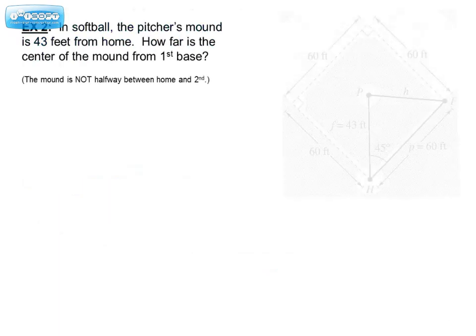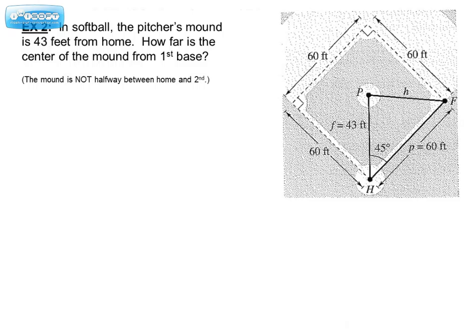Application 2, we're interested in finding the distance from the pitcher's mound to first base on a softball infield. What's important to realize is that the distance from home to the pitcher's mound is not the same as from second to the pitcher's mound. If that were true, this would be a right triangle and this would be a very simple problem to solve. Since it's not, we've created an oblique triangle.